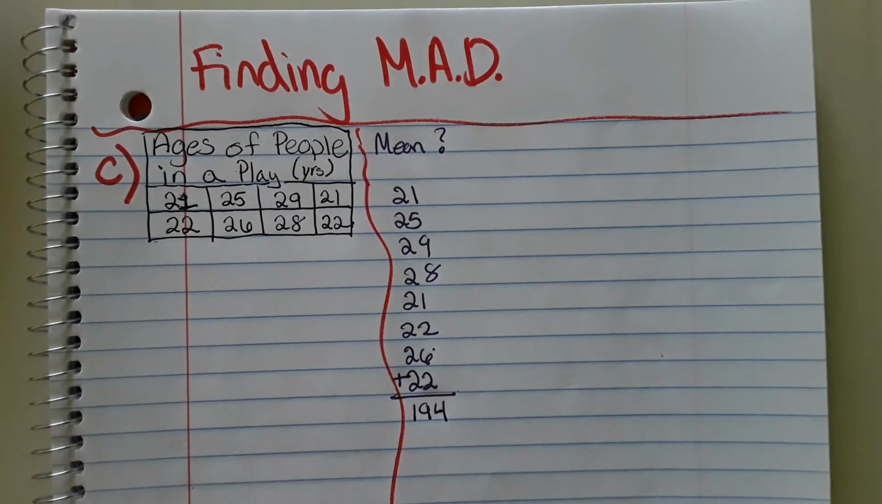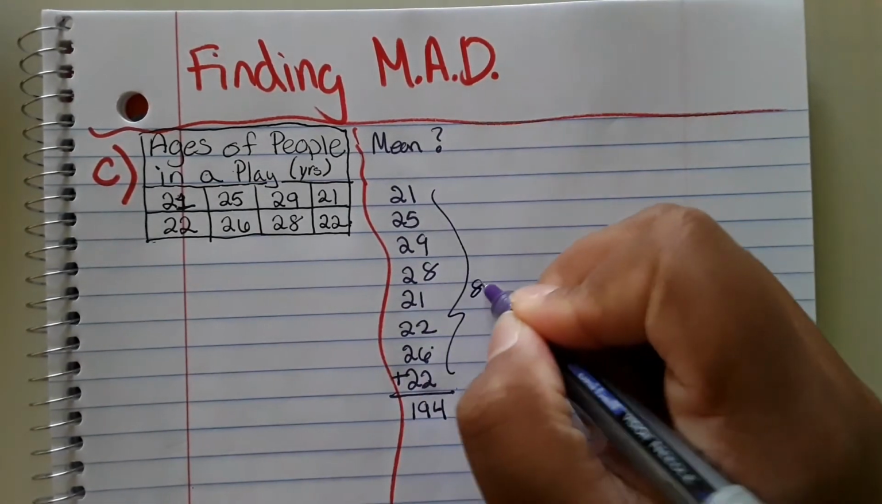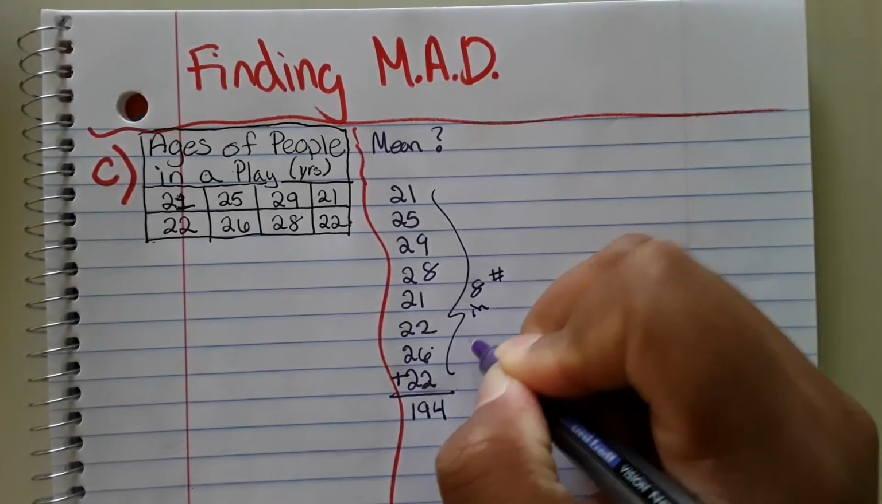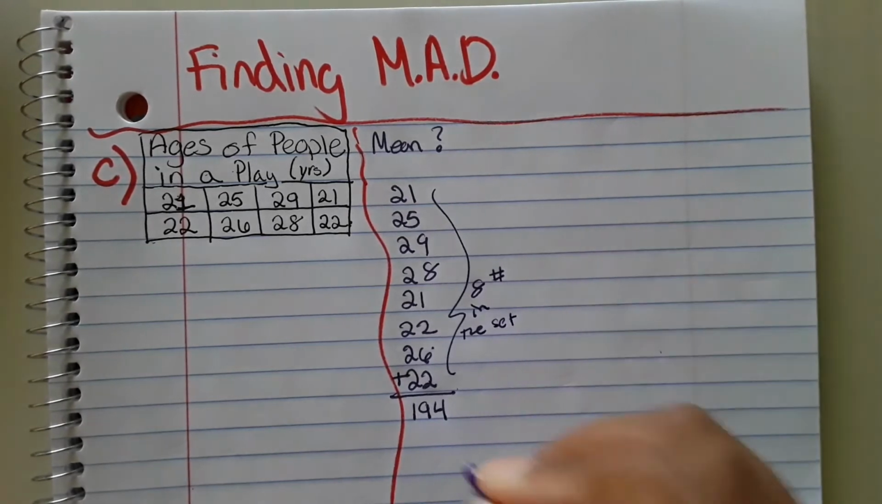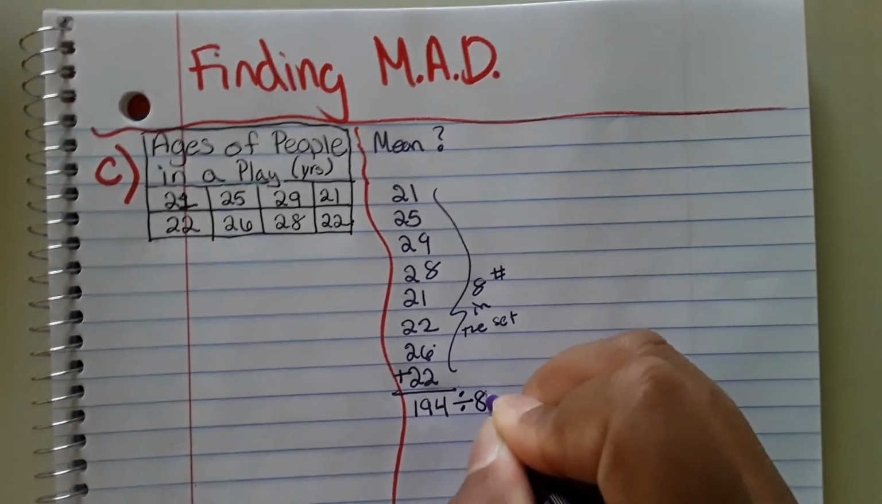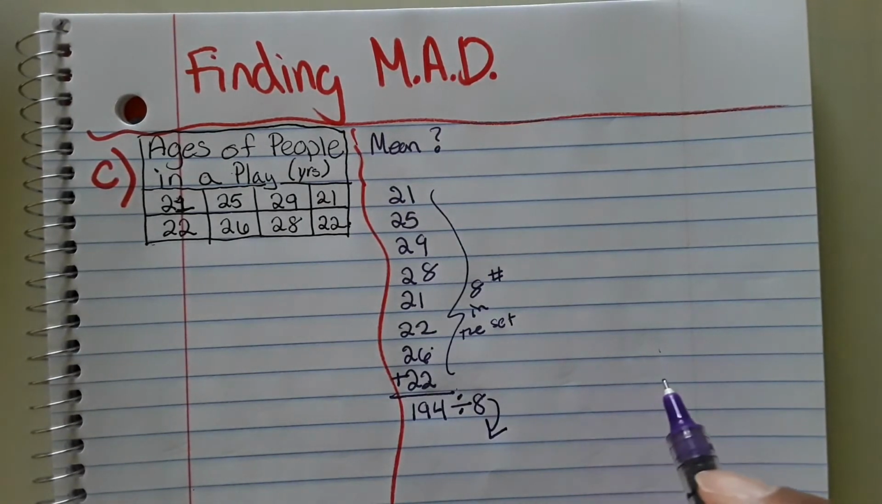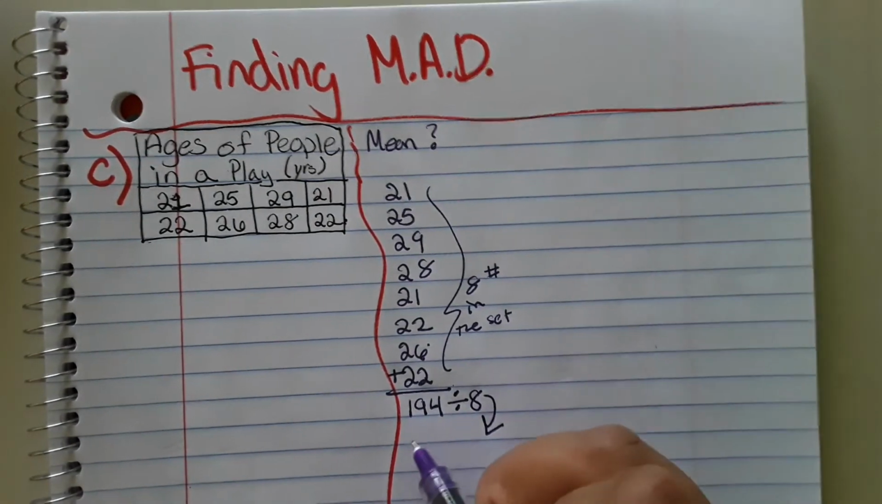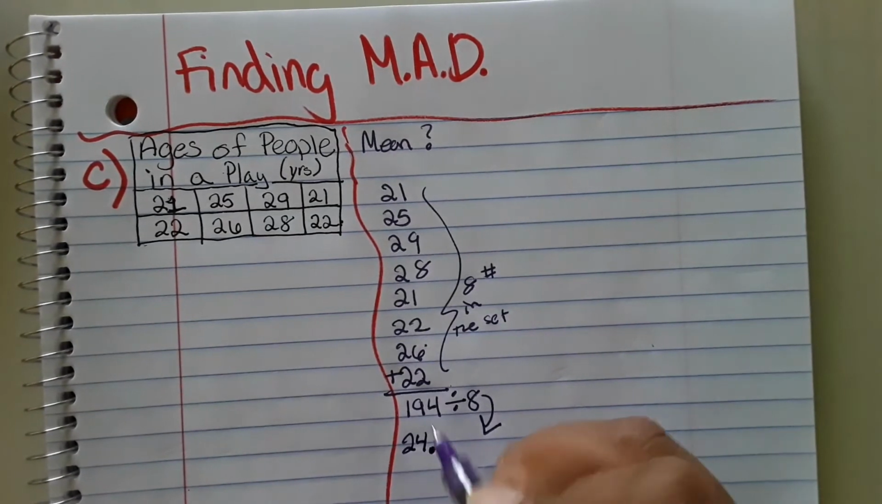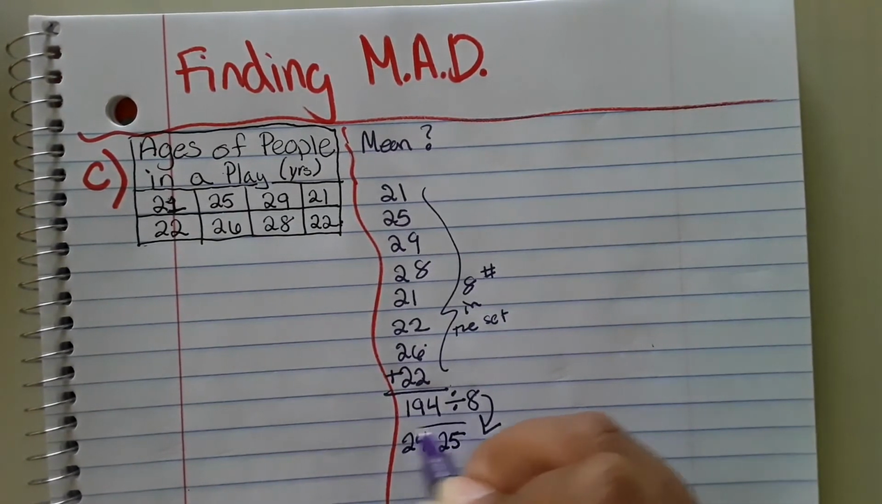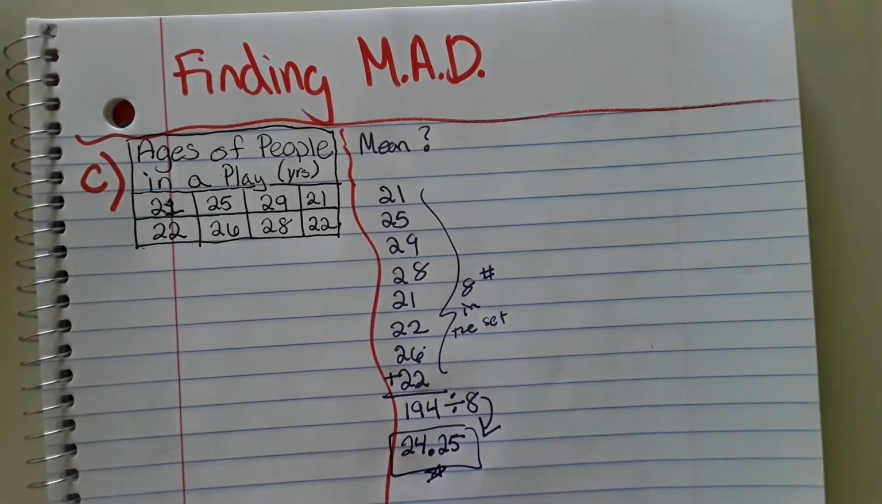All right, and we already identified that there are 8 numbers in the set, which means we are dividing by 8 to give us our mean. In this case, it comes to 24 and 25/100ths. So that's the number we're comparing everything to. So we have some higher, some lower than that number. All right, on to step 2.